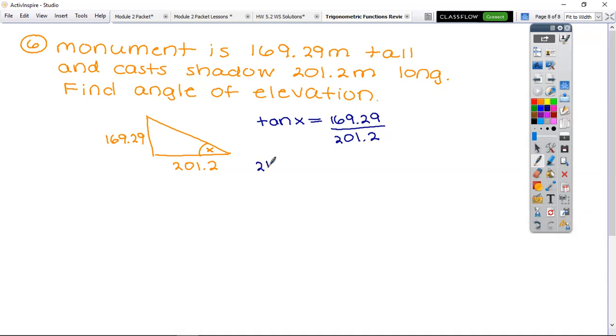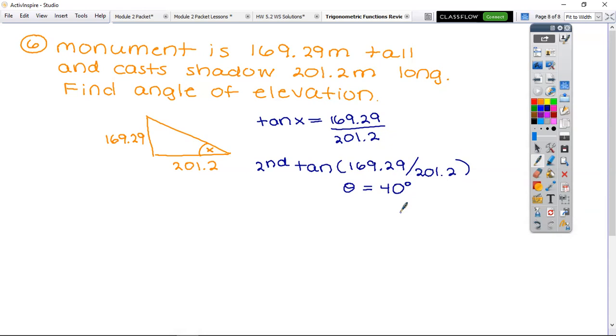So in your calculator, you're going to hit second tangent of 169.29 divided by 201.2, for a final answer of approximately 40 degrees. Okay, so anytime that angle is unknown. All right, I gave you a ton of information today. Again, none of that should be new to you. It should all be reviewed.